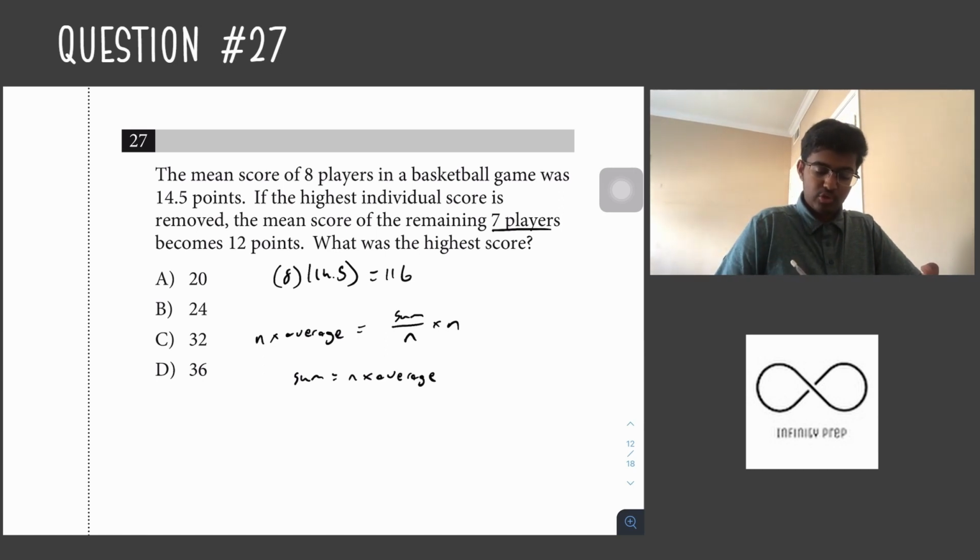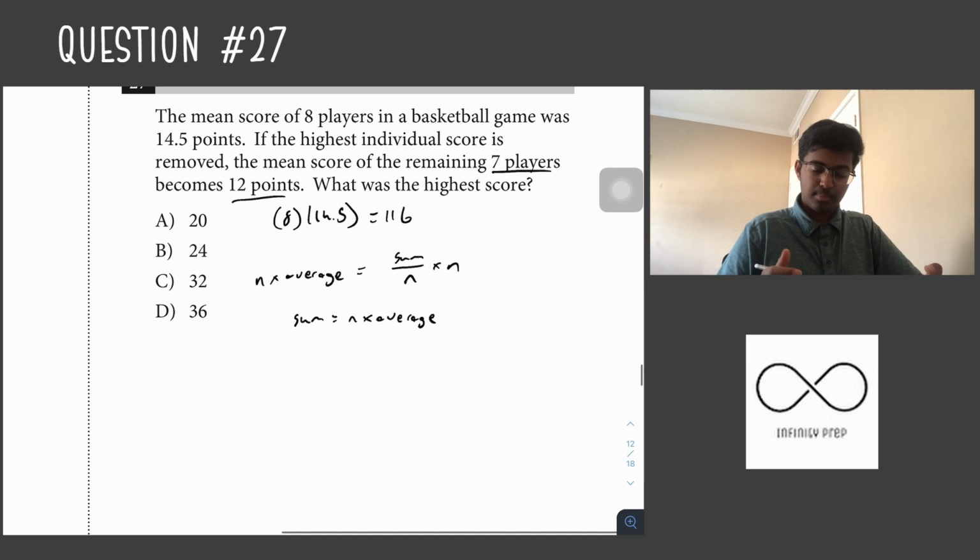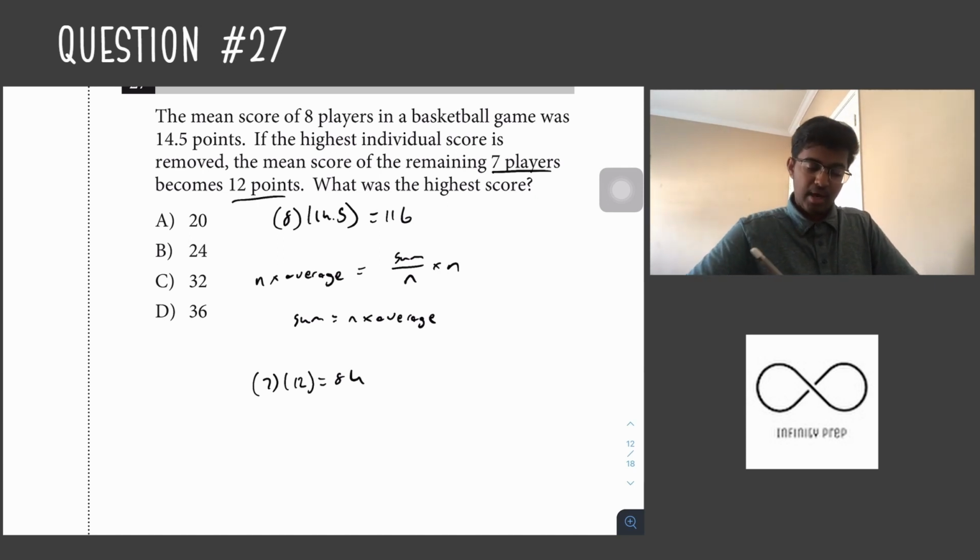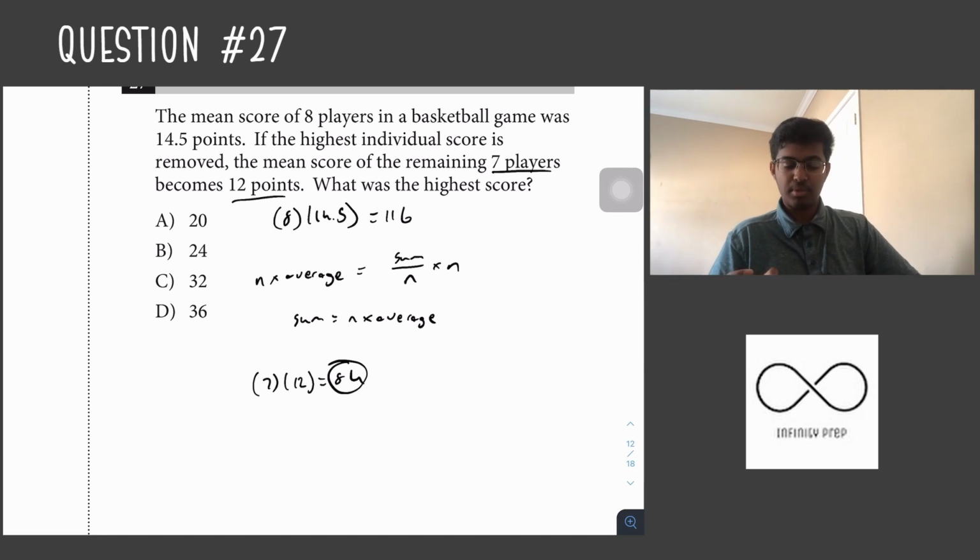We also need to find it for the 7 players and 12 points to answer the problem. So it would be 7 times 12, which is 84. Now, if the highest individual score is removed, the mean score of the remaining 7 would be 12 points. This is the total score that the 7 players scored. This is what all 8 players scored.